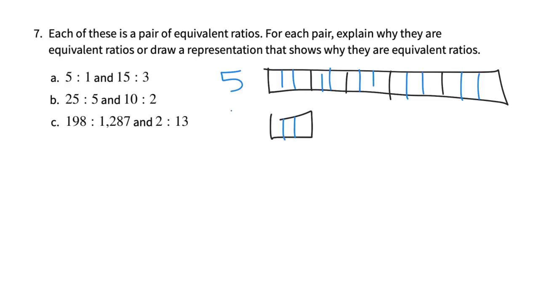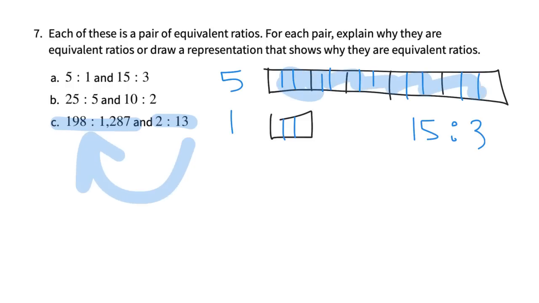So 5 to 1 is equal to 15 to 3. And we could do that same process on each of these. Draw a picture, subdivide them to equal that new ratio. Now what are you going to do for this one? Ooh, that's gross. But I think you could figure it out. How do you simulate drawing all these subdivisions over here?